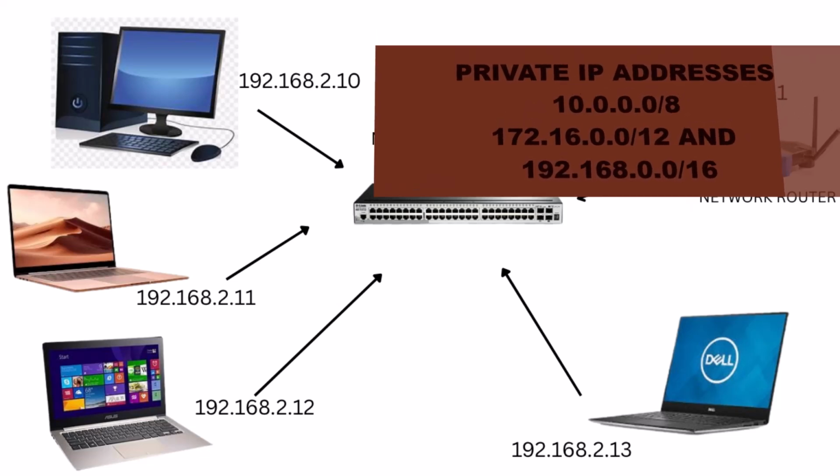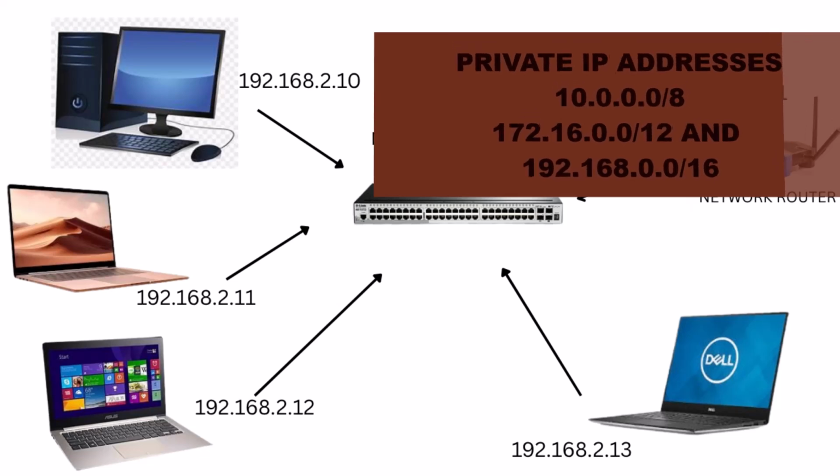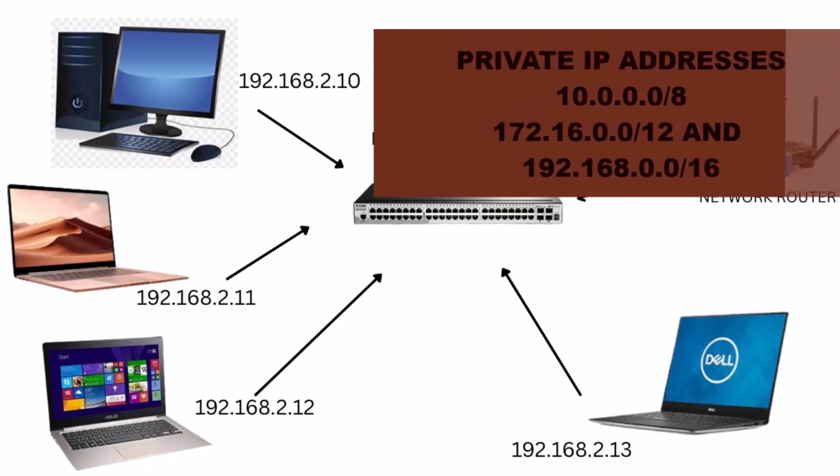A router or firewall typically acts as a gateway between the private network and the public internet, providing an extra layer of security. Private networks are commonly used in homes, schools, and offices to create a safe and controlled environment for internal communication and resource sharing.